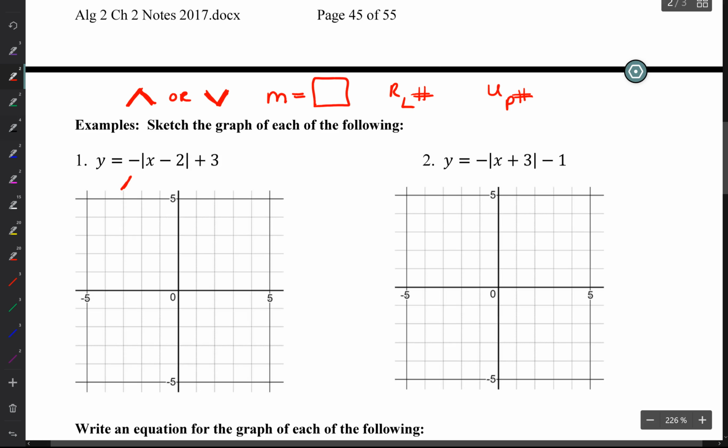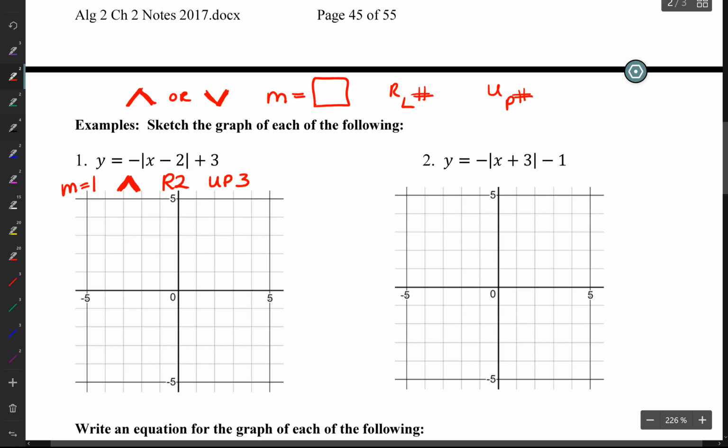The negative means it's going to be a valley. Sorry, a mountain. Upside down is a mountain. The slope of this first one is 1. That means up 1 over 1. Because it's x minus 2, it's going to go right 2. And because it's a plus 3 on the outside, it's going to go up 3.